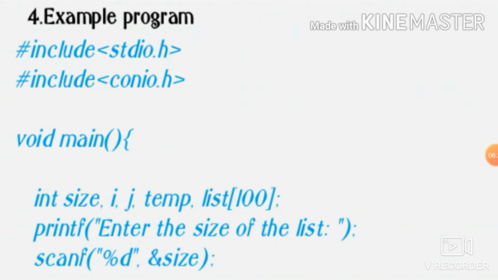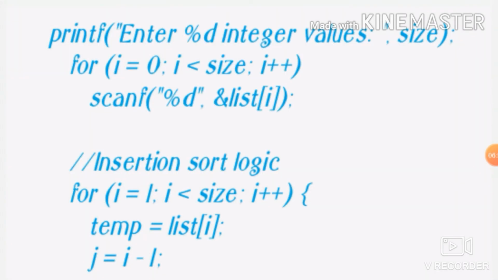Here is the example program. We take two header files, standard input output and conio.h, and the void main function. We initialize the terms size, i, j, temp, and an array of 100. In printf, enter the size of the list. We have to enter what size of array we want, and scanf. Here we have to declare the elements of the array, and using the for loop we scan the elements.